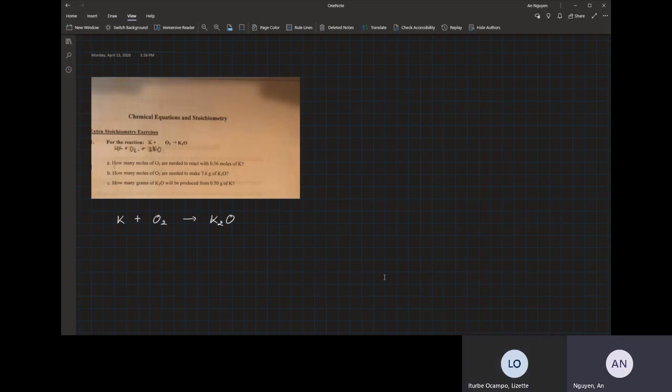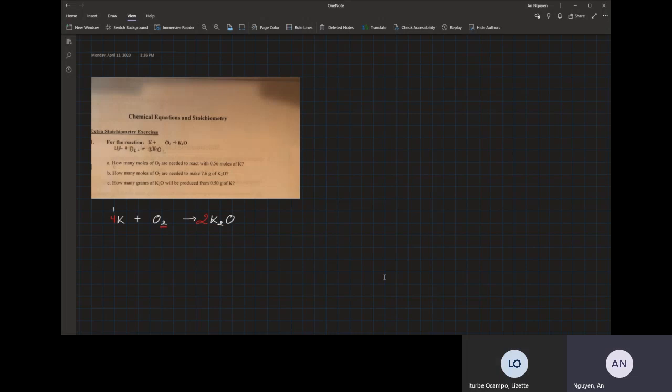Because we have 2 oxygen on the left, we would have to have 2 here so that we have 2 oxygen. And then on the right, we have 2 K2, which means that we have a total of 4 potassium. So we need 4 here. So when we have the balanced equation, we can do the moles conversion.